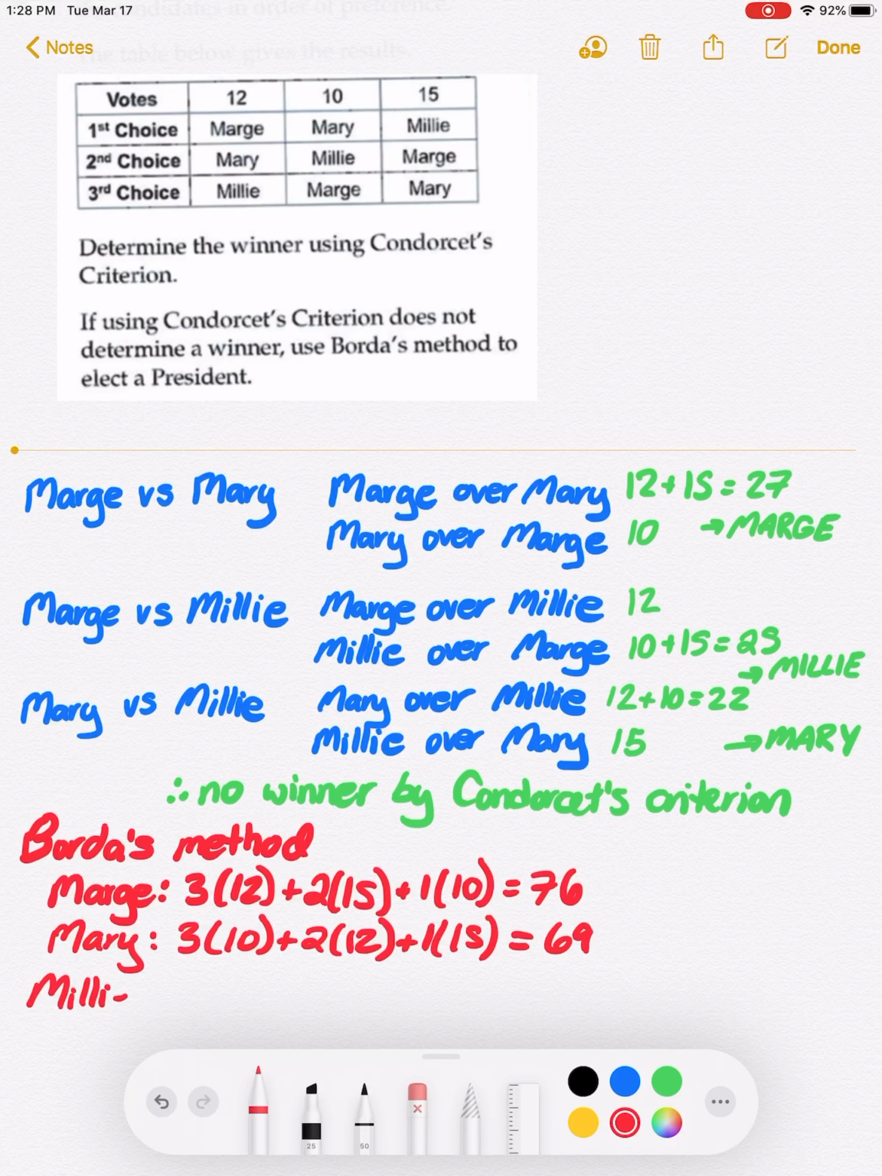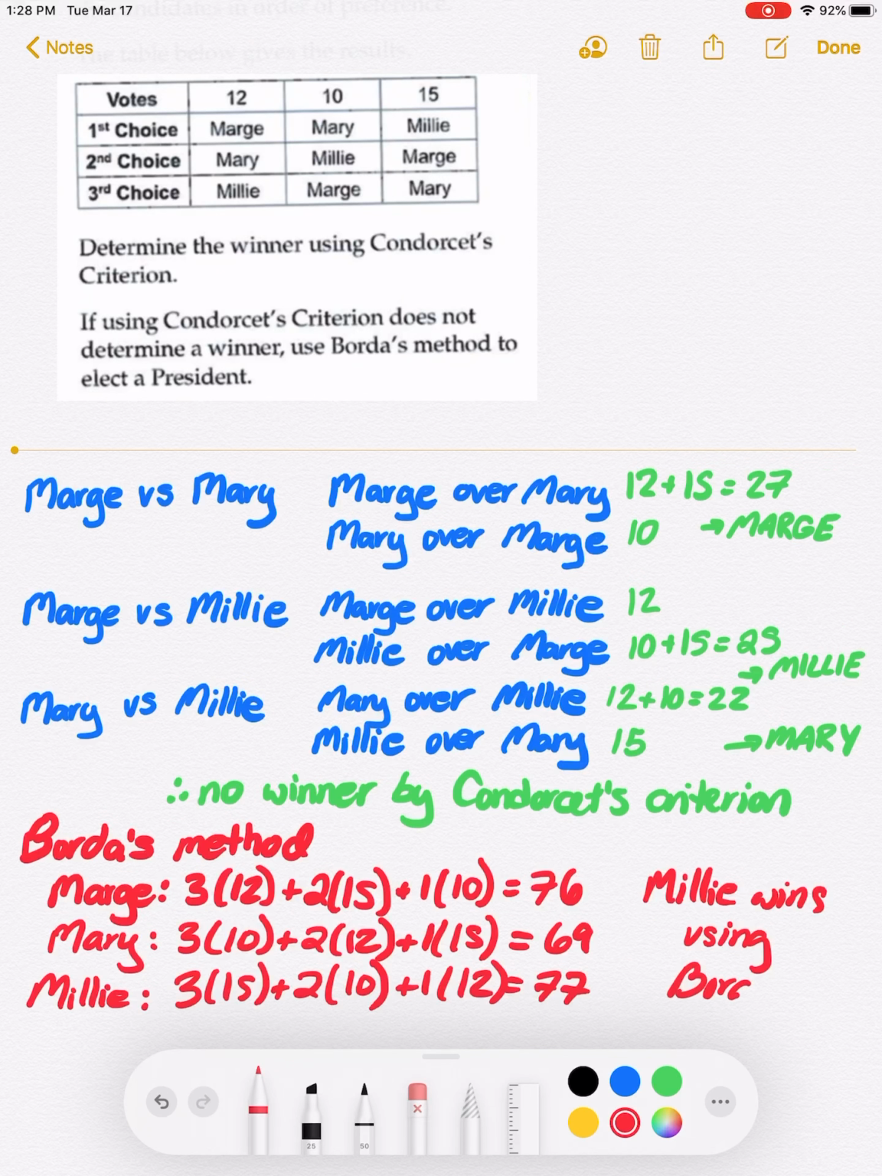And finally, Millie has 15 first place, 10 second place, and 12 third place. That gives 77. So narrowly, Millie is going to win over Marge. So Millie wins using Borda's method. And we're done.